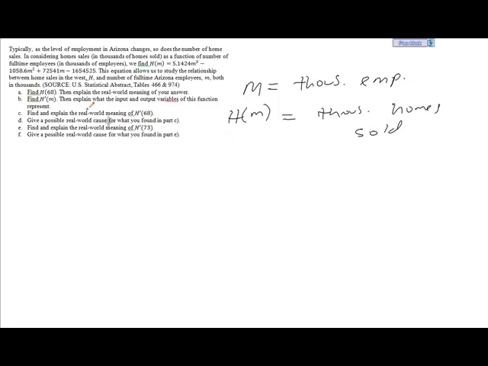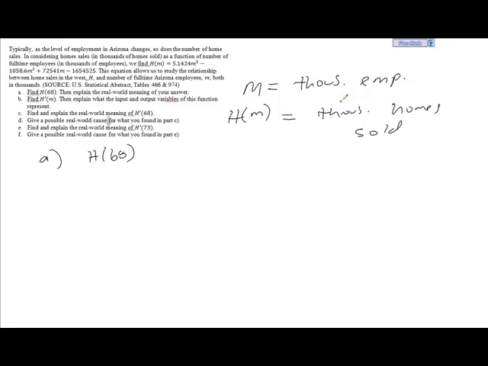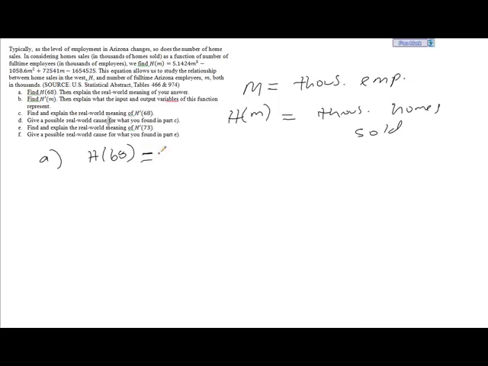The very first thing we want to find out, in part A, is H of 68. Well, that's asking for 68,000 employees in Arizona, how many homes would we expect to be sold? Entering this into my graphing calculator and going to the table, I can see that typing in 68 gives me about 231.72 thousand homes sold. And that is when we have 68,000 employees. That's the prediction based on this equation.